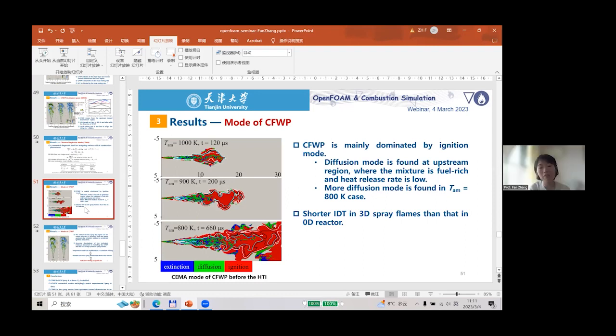Yes, you are right. From the previous DNS result, they found the cool flame wave because they found the reaction part and the diffusion part are comparable. But from our analysis, we found most of the part is ignition. So I think more work should be done to see what the difference is between the DNS result and this LES result.